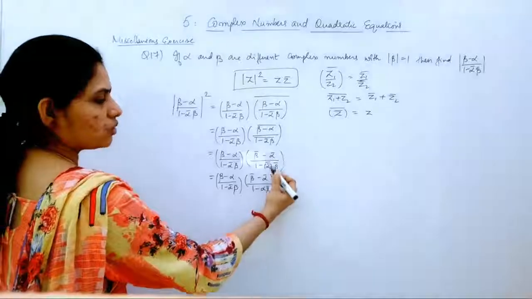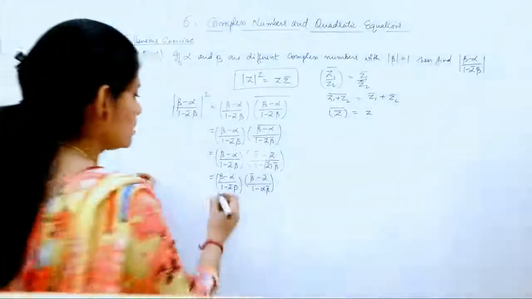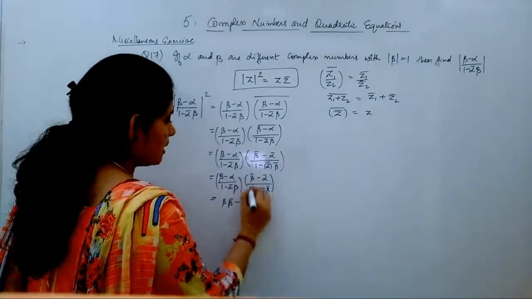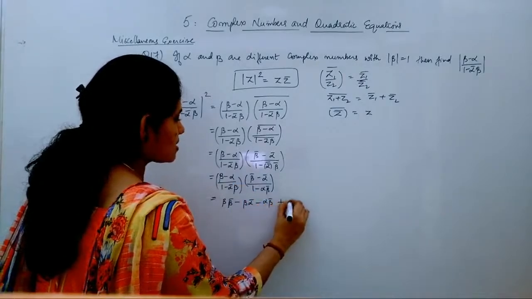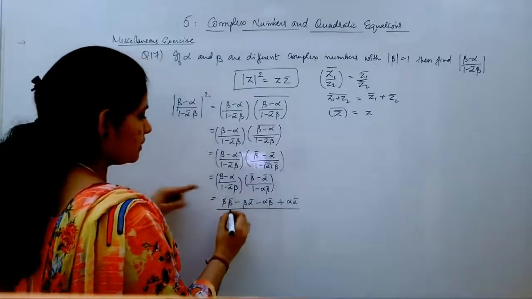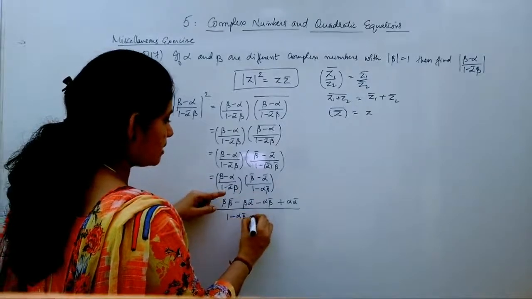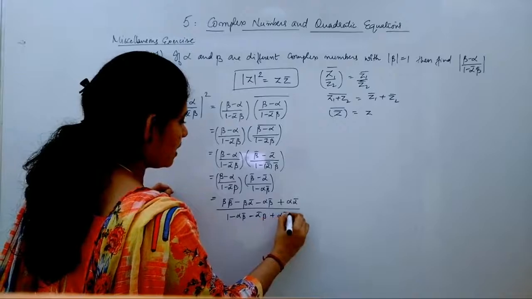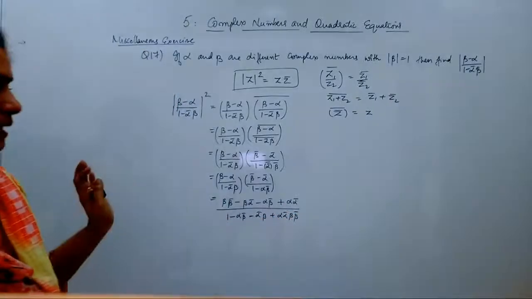Alpha bar, the whole bar became alpha. Now you just have to multiply the terms, so that this will give you beta beta bar minus beta alpha bar minus alpha beta bar plus alpha alpha bar, divided by, again here you will have 1 minus alpha beta bar minus alpha bar beta plus alpha alpha bar beta beta bar. We have just multiplied each term.